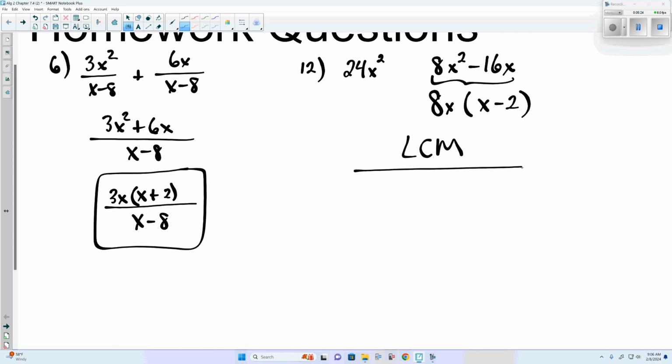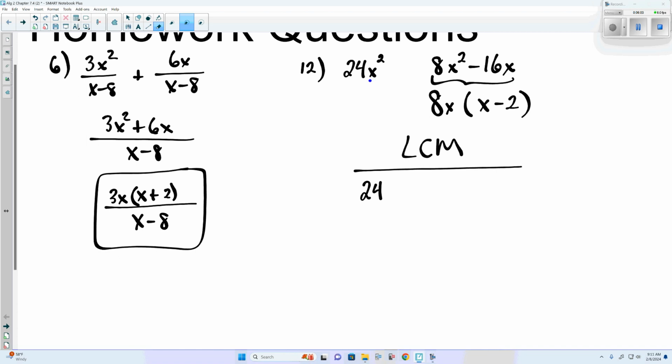So the one that I consider a little bit trickier than the rest is our 8 and 24. I'm trying to see what's the first number we can turn both 8 and 24 into, which is actually 24. Now here, because this is problem number 12, we're looking for the least common multiple of 24x squared and our 8x times x minus 2. Well, 24 and 8, the first number we can actually turn them both into is 24.